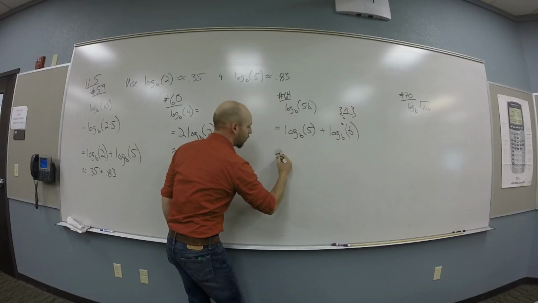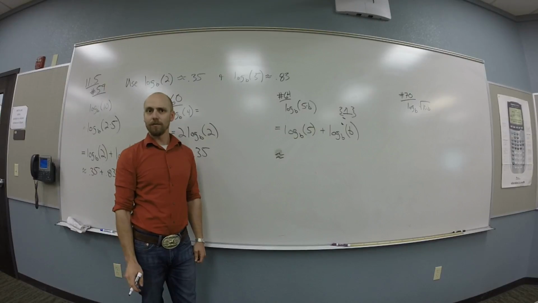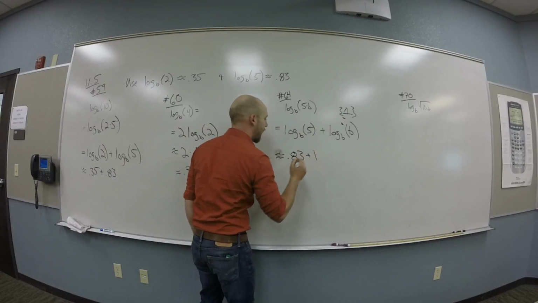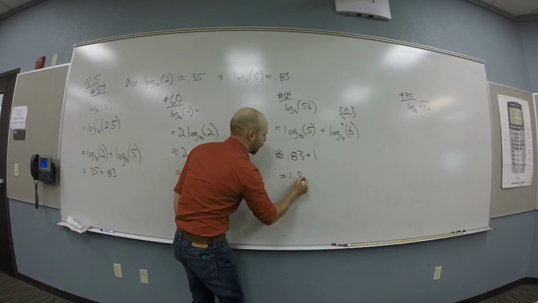But this guy I only know approximately. So what was log base b of 5? Approximately 0.83, and then I should be adding 1. So I'll get 1.83.